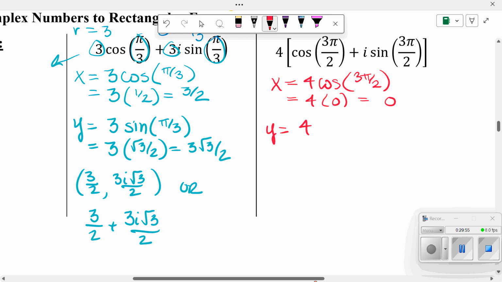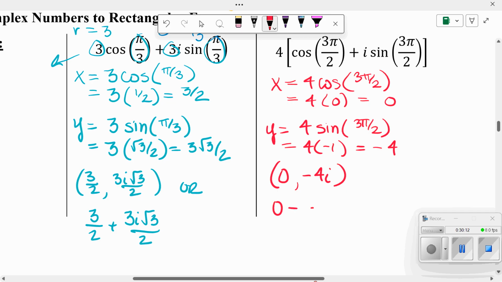And then for y, we get 4 sine of 3 pi over 2. And at the bottom of the circle, sine is a -1, so we should get -4 for that one. Okay, so as an ordered pair then, this would be 0, comma, -4i. Or you could write it 0 minus 4i, but since 0 is our real number, we don't necessarily need to write that. You would probably just be seeing it as -4i.